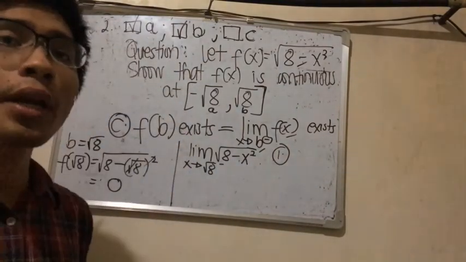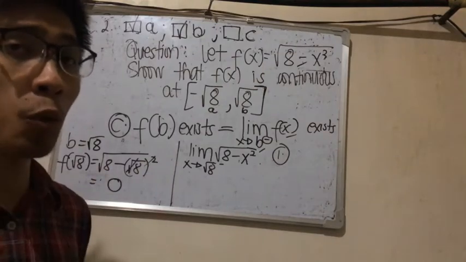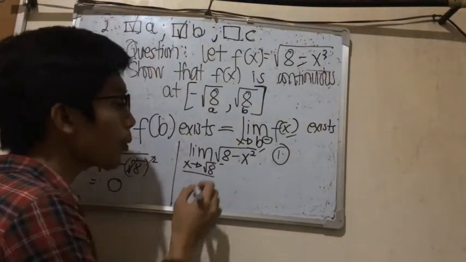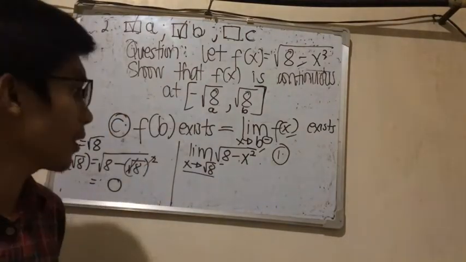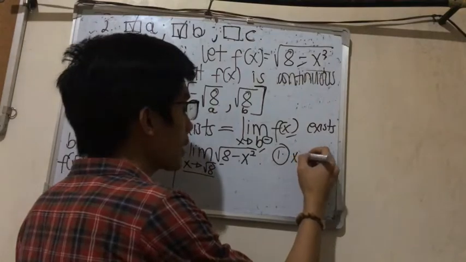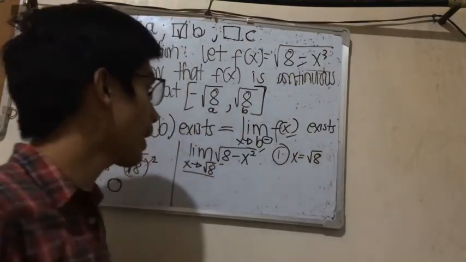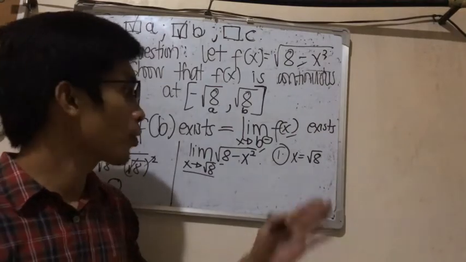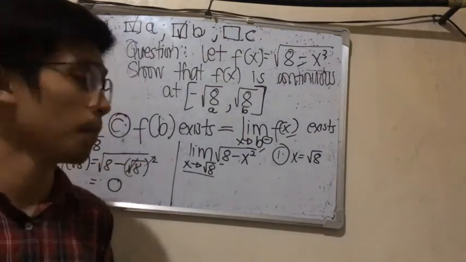Again, step number 1, you have to identify where your x approaches to, and you consider that one as your x. Here, my x approaches to negative square root of 8, disregarding the sign at the top. So this is now x is equal to square root of 8. Again, where your x approaches to, disregarding the sign at the top. So that is x is equal to square root of 8.